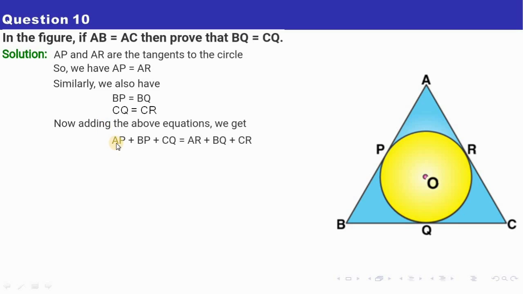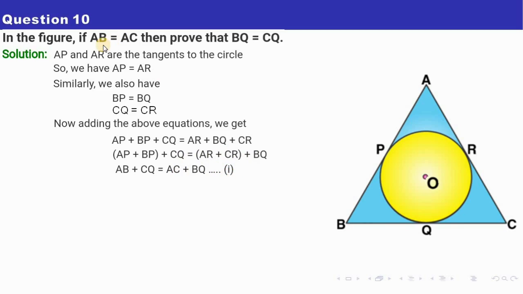Now AP plus BP is what? Since P is there on both the sides, we have A and B left, so AP plus BP will be AB. All right, and similarly we have AR and CR, so we'll group them. So AB plus CQ, and AR plus CR, R will vanish, so you'll get AC, plus BQ. Let me call this equation 1.